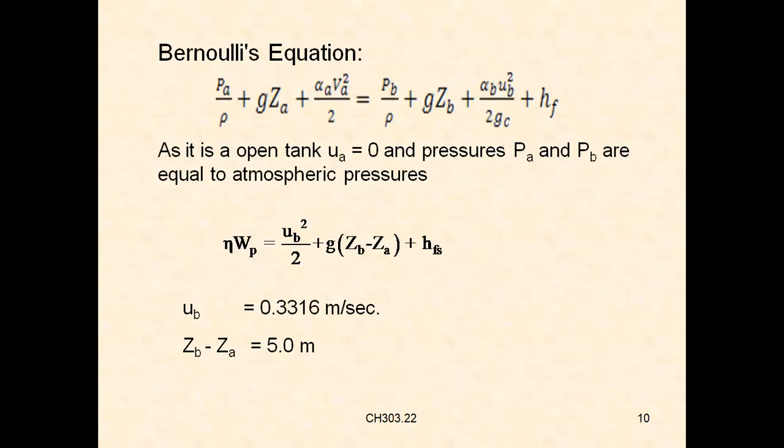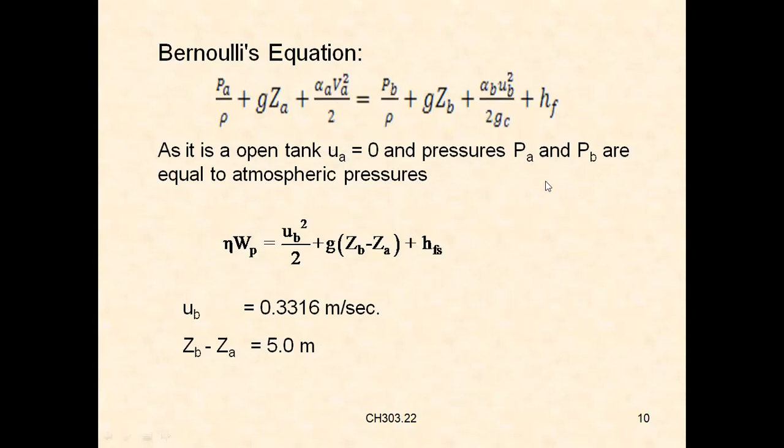In solving all the Bernoulli's equation problems, we have seen that whenever there is an open tank and we have taken station 1 at the surface of the tank, then the velocity is negligible, that is UA is equal to 0, and the pressures PA and PB are equal to atmospheric pressure. Generally in open tanks or reservoirs or any pipelines, the discharge end, that is the delivery end, and the tank's surface will be open to atmosphere. Therefore the pressures PA and PB are equal to atmospheric pressure.